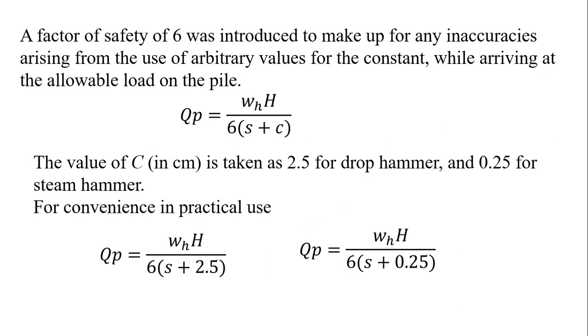Here we consider the factor of safety value as 6. We rewrite the equation for allowable bearing load as W into H divided by 6 times S plus C. If we substitute the C value as 2.5, it is considered a single acting hammer. So this is the single acting hammer value, where we have substituted C as 2.5 and the factor of safety as 6. If it is a double acting hammer, we substitute W into H divided by 6 times S plus 0.25.